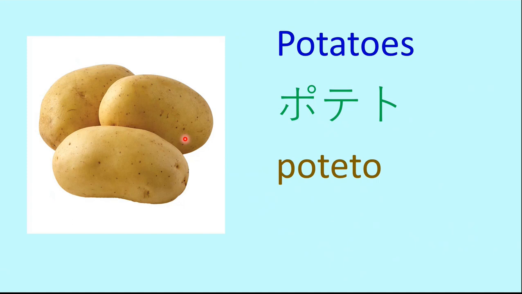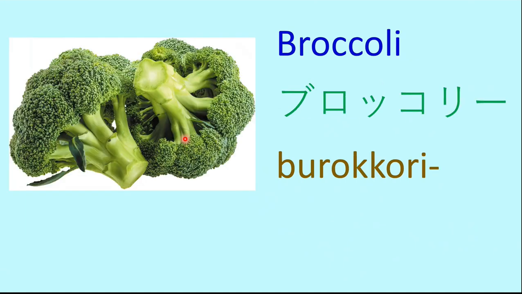The first in this series is potatoes. Potatoes in Japanese, they call it potato. Now, as I said in the last lesson, there is no singular plural form for the objects. That's why potatoes will not become potatoes. It will remain as potato. Similarly, broccoli or broccolis, it will become broccoli. Broccoli.